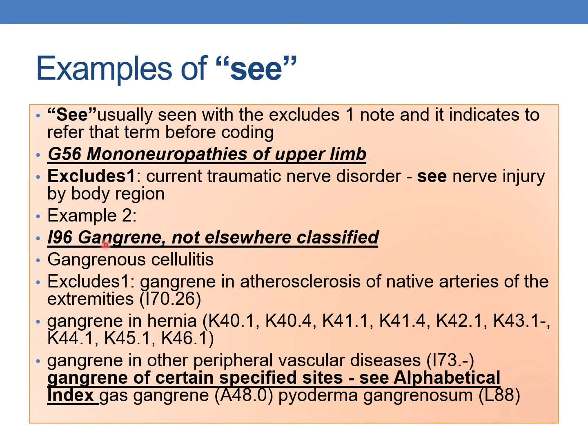Another example is I96, gangrene not elsewhere classified. It excludes1 gangrene in atherosclerosis of native arteries of the extremities, and gangrene in hernia, gangrene in other peripheral vascular diseases. Gangrene of certain specified sites. In gangrene of certain specified sites, you see "see" is the cross-reference note. It indicates alphabetic index gas gangrene. That means you have to refer this code before assigning this.